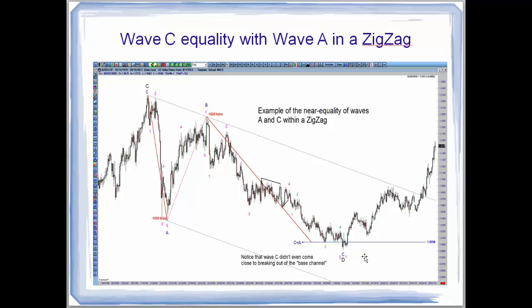Also notice that I used the base channel trend line technique, and wave C really never got serious about trying to break through the lower trend line of the base channel. Lastly, look at how wave C moved at a less aggressive angle than wave A did. This is typical in a zigzag, and certainly not typical of a wave 3 had this been a wave 3.